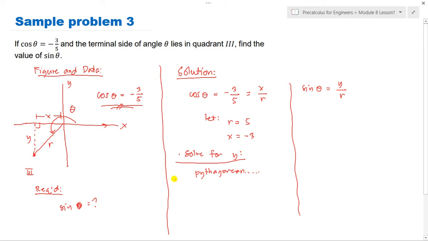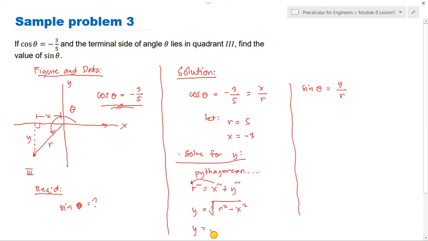Natay relationship nga nag-exist among these three sides. So, that is r squared is equals to x squared plus y squared, right? And then, since naman tayo r og x, therefore, makuha si y. So, that is y is equals to the square root of r squared minus x squared, because gitranspose mo ng x squared sa pikas side. So, minus x squared in squared both sides.